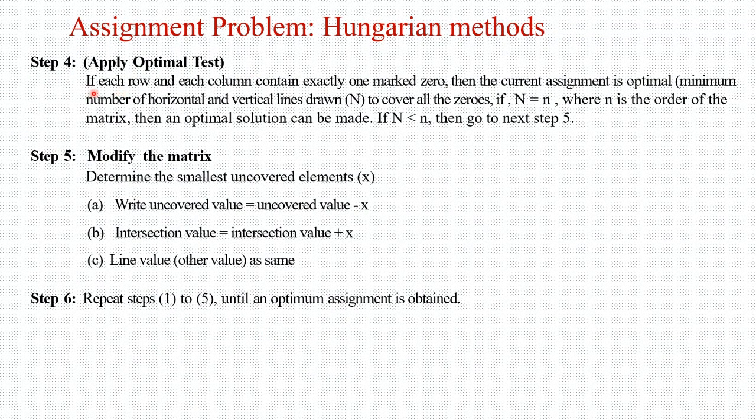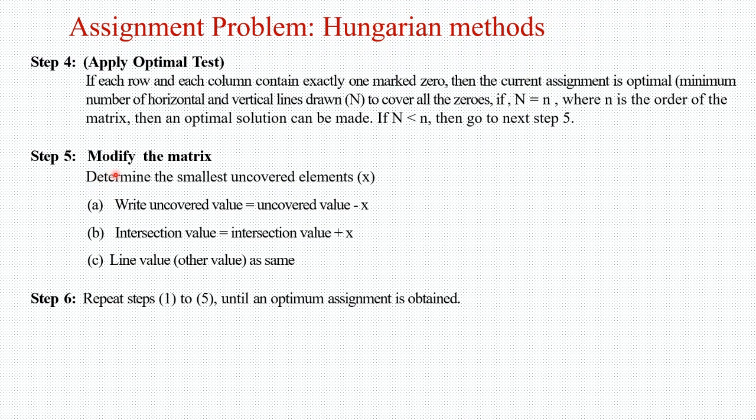If each row and each column contain exactly one marked zero, then the current assignment is optimal. Let n be the minimum number of horizontal and vertical lines drawn to cover all the zeros. A. If n is equal to N, where N is the order of the matrix, then an optimal solution can be made. B. If n is less than N, then go to the next step, step 5.